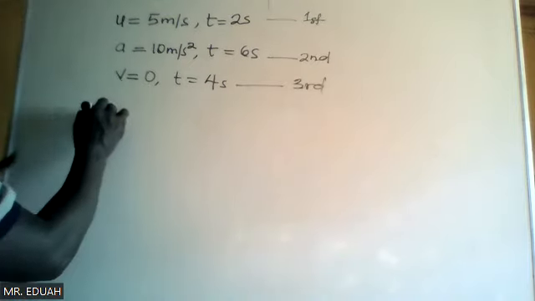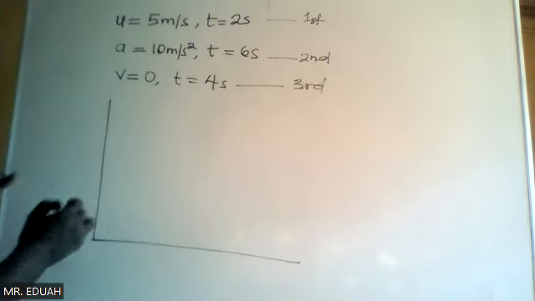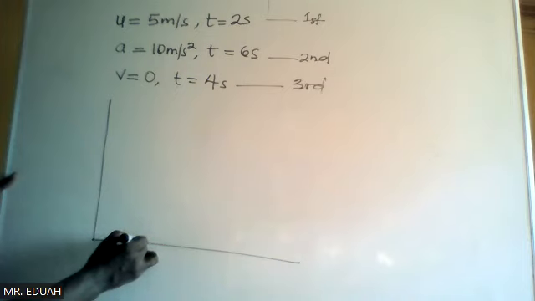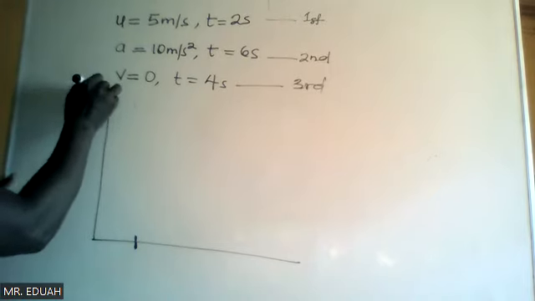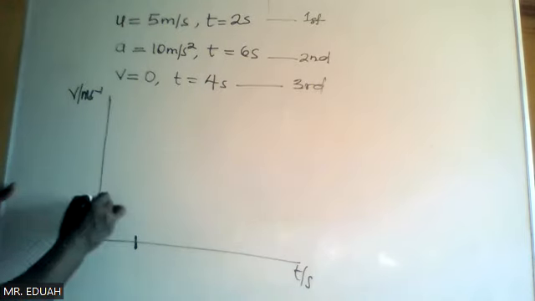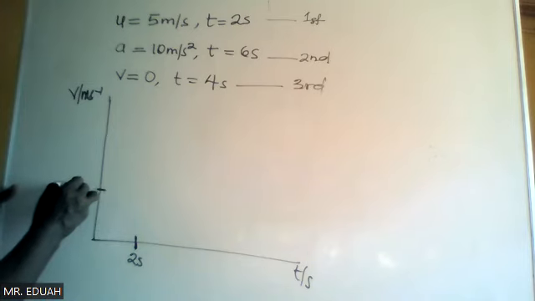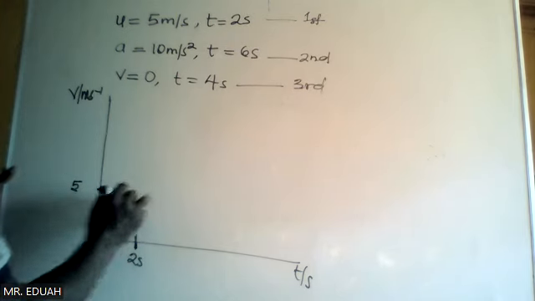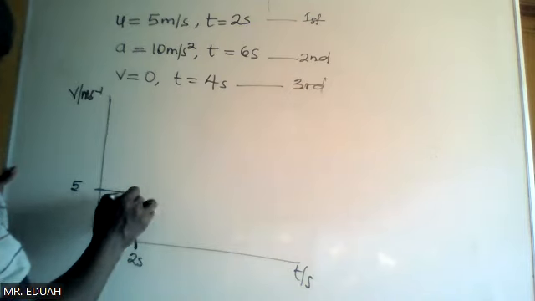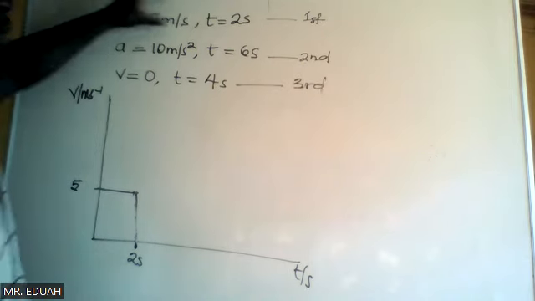So if you have to sketch the velocity-time graph, within the first 2 seconds, the motorist moved with a velocity of 5 meters per second. Within this time, he moved with this velocity, because we were not informed of any acceleration at the first part of the motion.